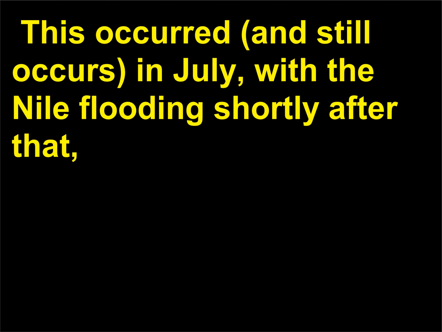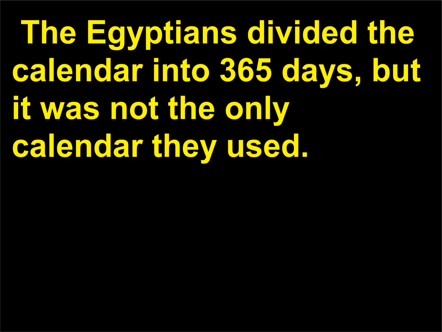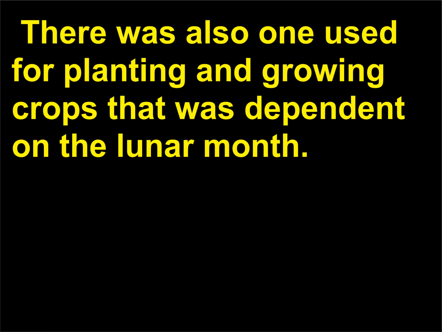This occurred, and still occurs, in July, with the Nile flooding shortly after that, which made it a perfect starting point for the Egyptian calendar. The Egyptians divided the calendar into 365 days, but it was not the only calendar they used. There was also one used for planting and growing crops that was dependent on the lunar month.